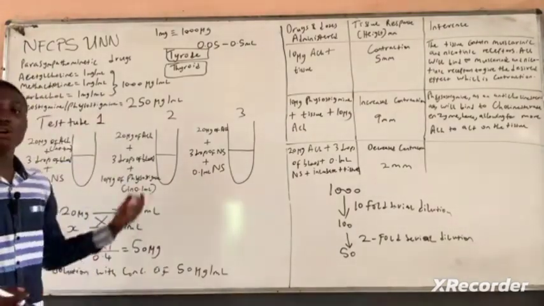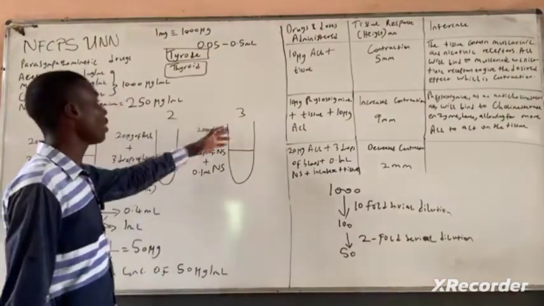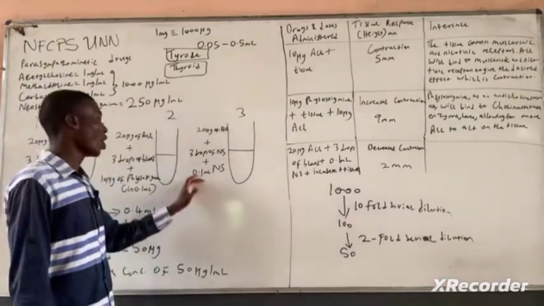And like I told you, carbachol is not going to be affected by this. And then when you come over to this, we have 20 microgram of ACH, 3 drops of normal saline, 0.1 ml normal saline.